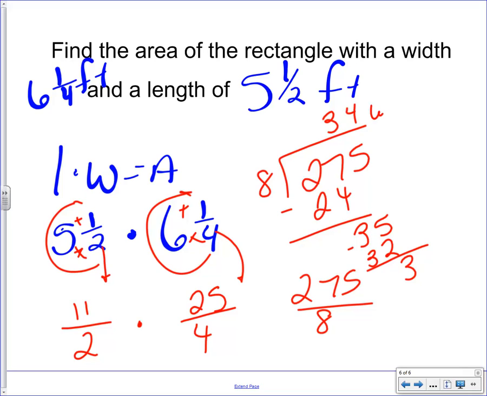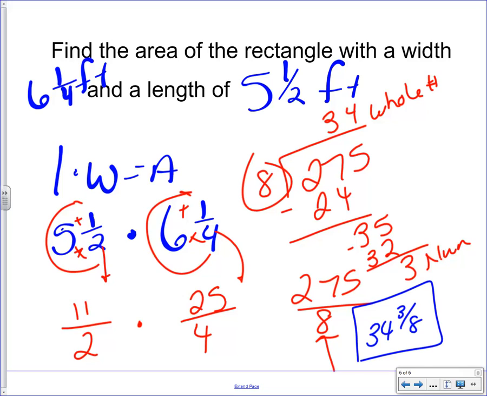And so remember, this is my whole number. This is my numerator. And this guy was already my denominator, the 8 was, right? And so my final answer for this problem is going to be 34 3/8. Final answer. Remember that this is finding area. The measurements were both feet, so this is going to be feet squared. Okay?